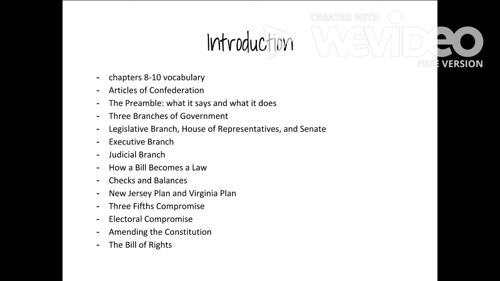Throughout these slides, you will learn about the Articles of Confederation, the preamble of the Constitution, our three branches of government, including the legislative branch, with information on the House of Representatives and Senate, the executive branch, and the judicial branch. You'll also learn about how a bill becomes a law, checks and balances, the New Jersey and Virginia plans, the Three-Fifths Compromise, the Electoral College, amending the Constitution, and the Bill of Rights.